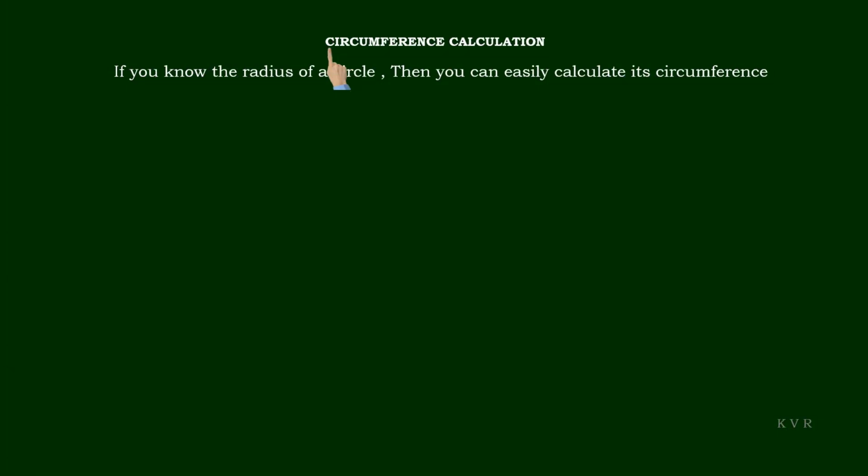Next is circumference calculation. If you know the radius of a circle, then you can easily calculate its circumference. This radius is 36.80 meter.